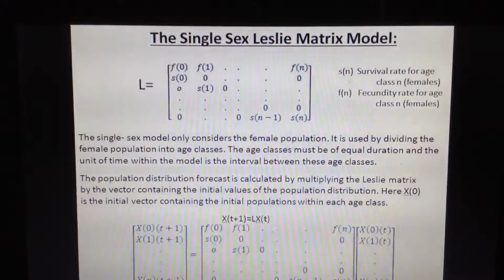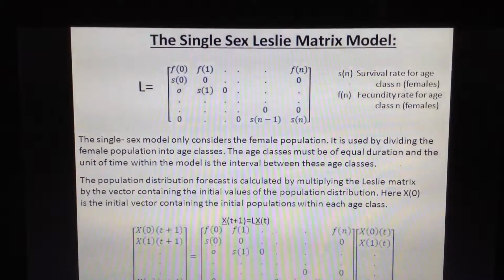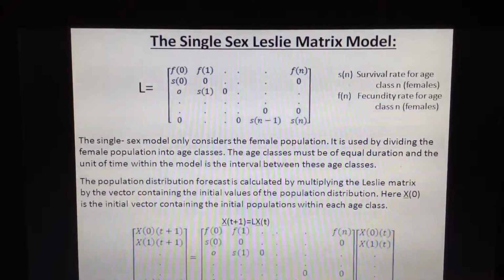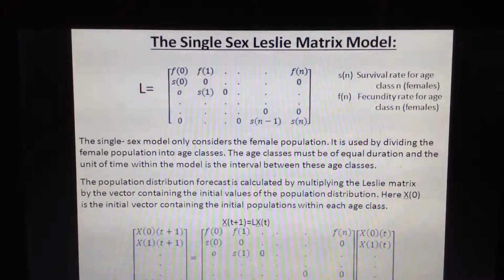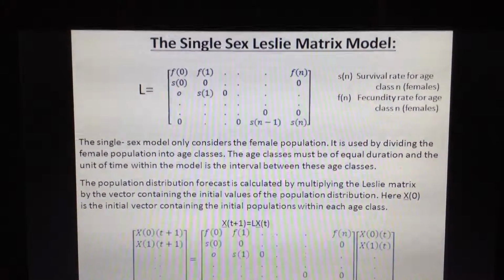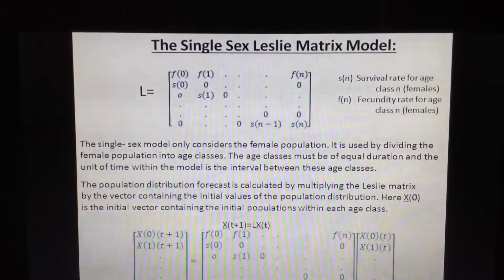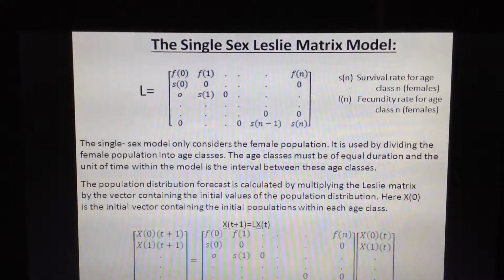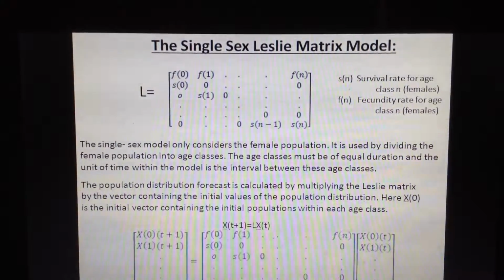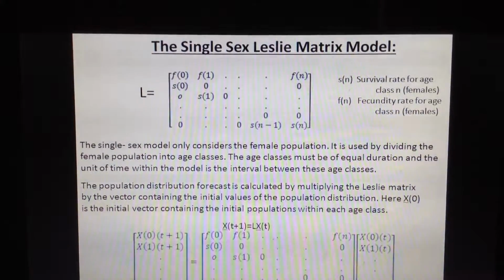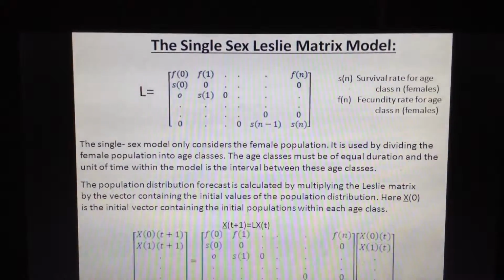The single-sex Leslie matrix model only considers the female population. It is used by dividing the female population into age classes. The age classes must be of equal duration, and the unit of time within the model is the interval between these age classes. The population distribution forecast is calculated by multiplying the Leslie matrix by the vector containing the initial values of the population distribution.